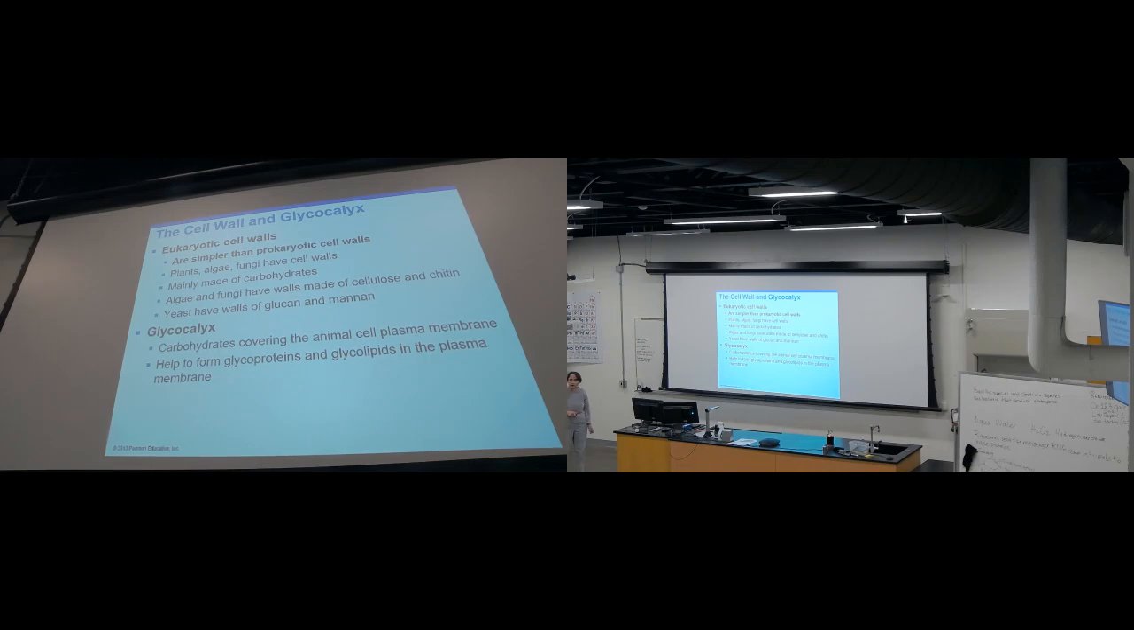Now, just as in prokaryotic cells, we can also have a glycocalyx, which is the carbohydrate layer that covers the plasma membrane in animal cells. And this glycocalyx will have glycoproteins and glycolipids that help with adhesion.